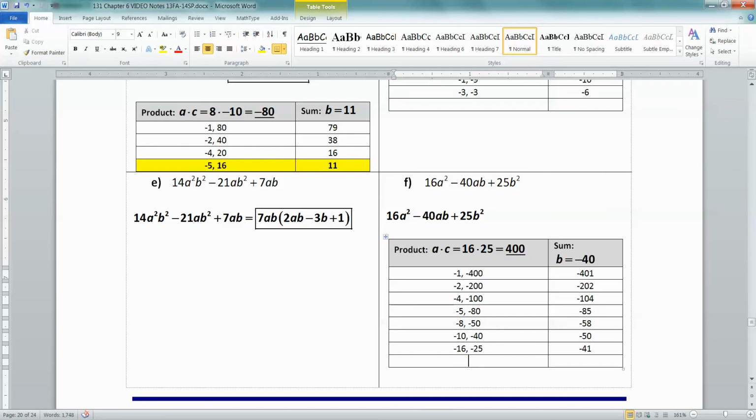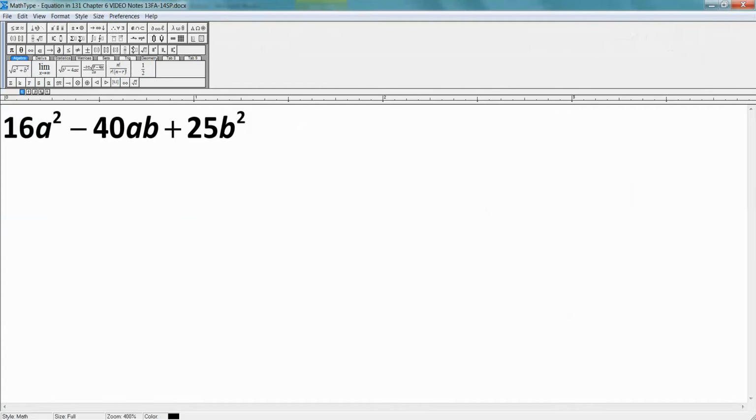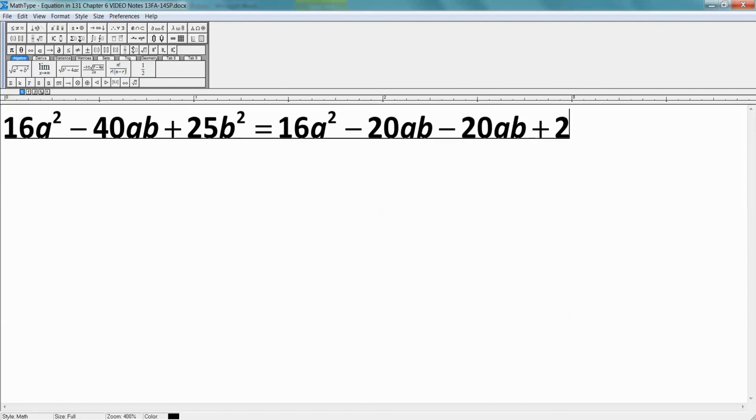And then -17 doesn't go in, -18 doesn't go in, -19 doesn't go in, -20 goes in -20 times. And that would get us, hey, -40. Of course, it's always the last one we end up looking at. Our life wouldn't be complete without it. All right, so we're going to break up that middle term, -40ab, into 16a squared. Instead of -40ab, we're going to write -20ab minus 20ab plus 25b squared.